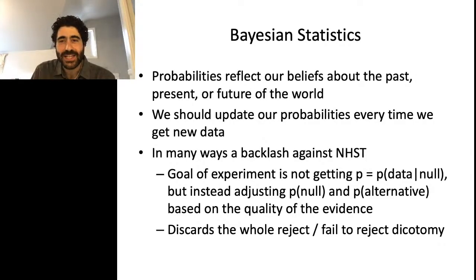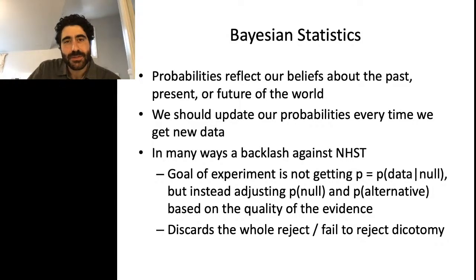Another way this is a backlash against null hypothesis testing is that we don't just decide to reject or fail to reject, right? We really want to have this sort of continuous probability from 0 to 1 of how much we believe in some hypothesis. And so we don't need to have a specific cutoff. We don't have to ever accept or reject any hypothesis, right? We can just have multiple hypotheses. We have the probability of each of them, and then it's changing over time.